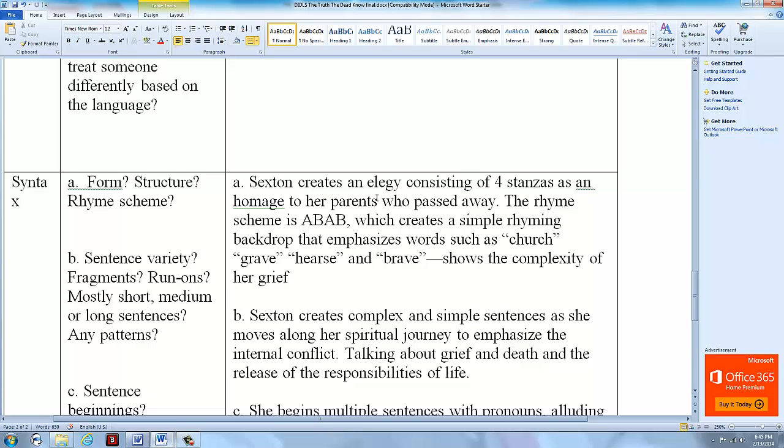Sentence variety: what we typically saw is a mixture between complex and simple sentences. As I had mentioned before, each stanza ended with a simple syntax, and I think what this does is it lets the reader move along her spiritual journey with her. It emphasizes her internal conflict, and it talks about her grief and death and the release of the responsibilities of life.